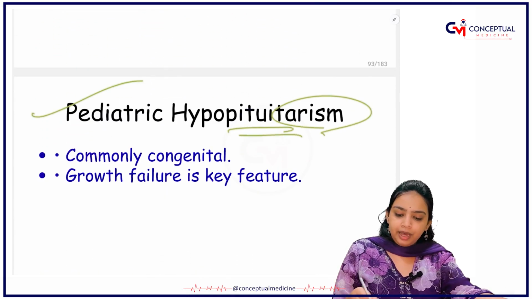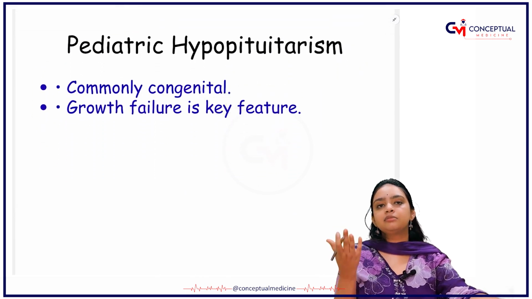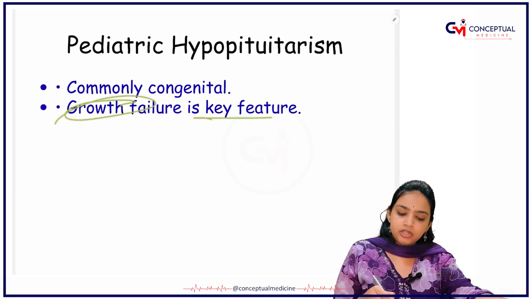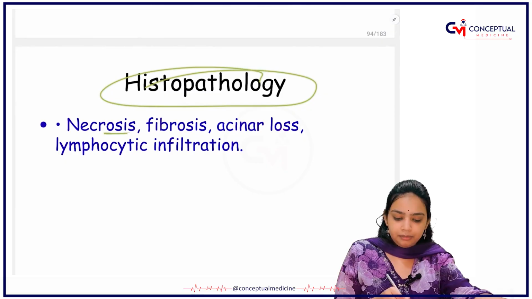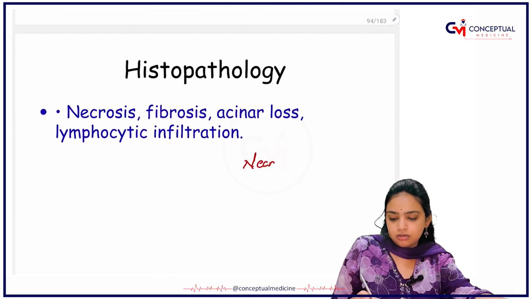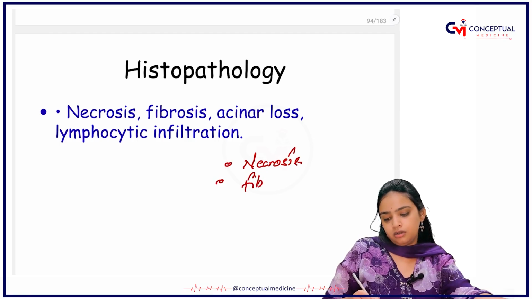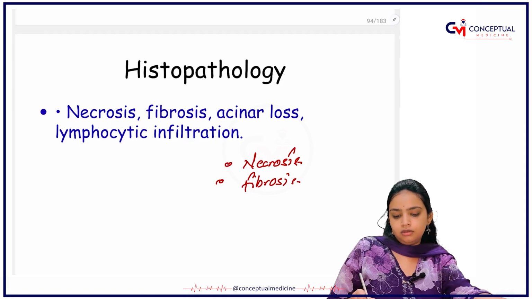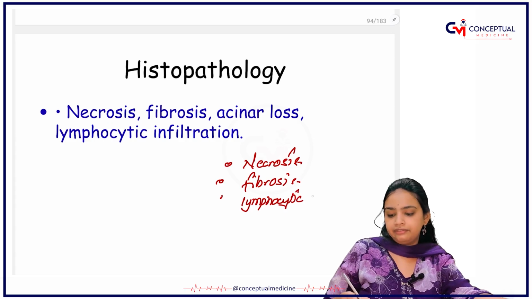Pediatric hypopituitarism is commonly congenital. Congenital means it is present since birth. There will be growth hormone failure. If I talk about the histopathology, I am able to see necrosis. I am able to appreciate fibrosis and lymphocytic infiltration.